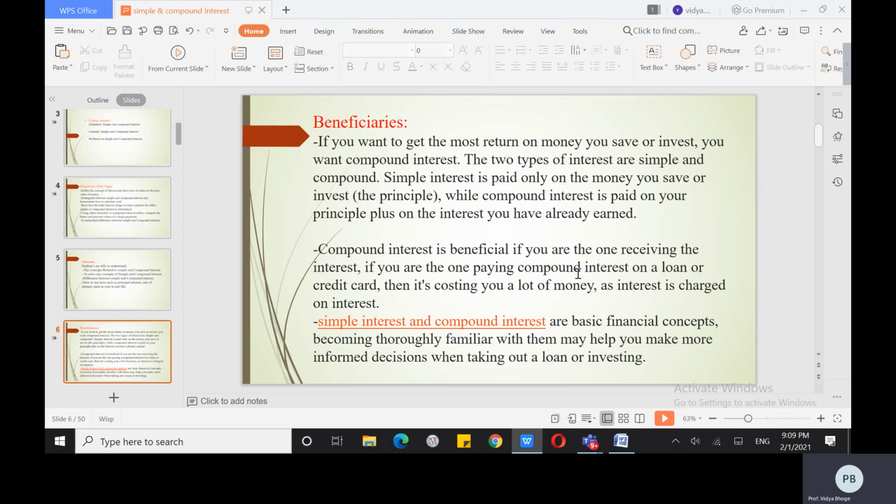Now, compound interest is beneficial if you are the one receiving the interest. If you are the one paying compound interest on a loan or credit card, then it costs you a lot of money, as interest is charged on interest. Simple interest and compound interest are basically beneficial financial concepts. Becoming truly familiar with them may help you make more informed decisions when taking out a loan or investing.